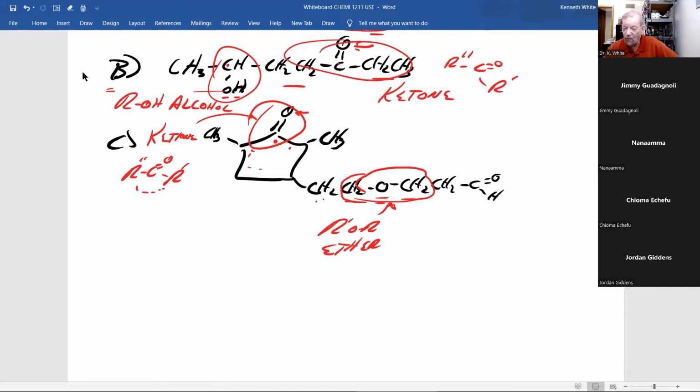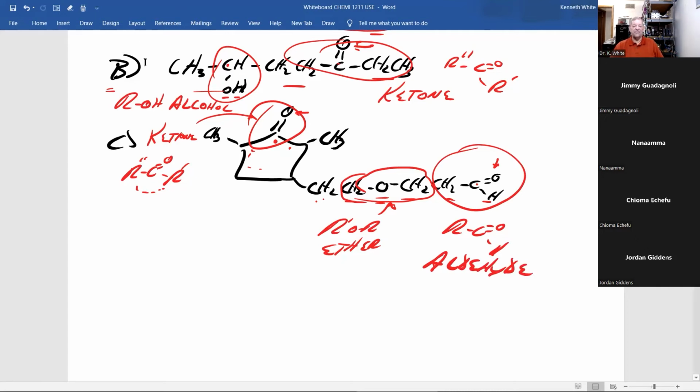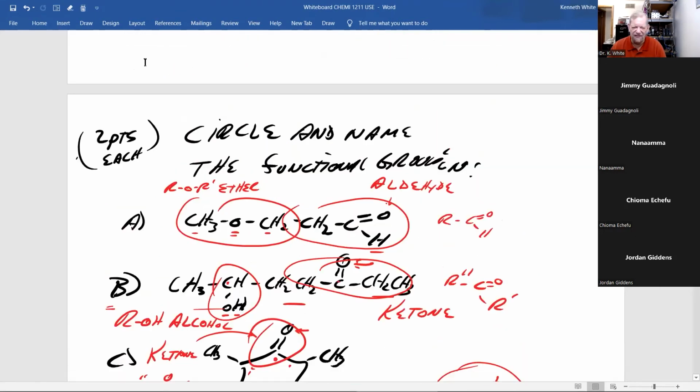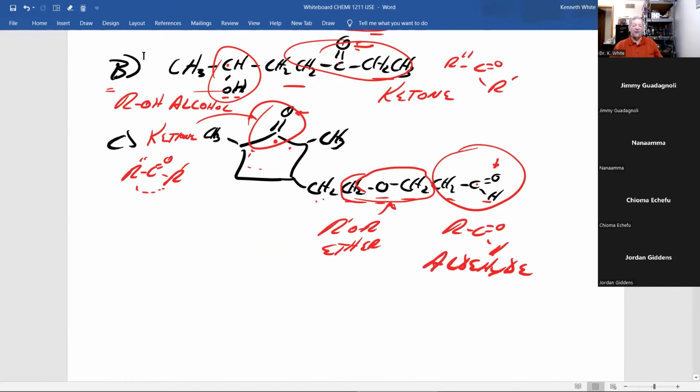And finally, we're not done. Oxygen, double bond to carbon, hydrogen, carbons. And what do we call this? An aldehyde. And that's how you play that fun game. Circle and name the functional groups, 2 points each. I hope you had fun. I did.